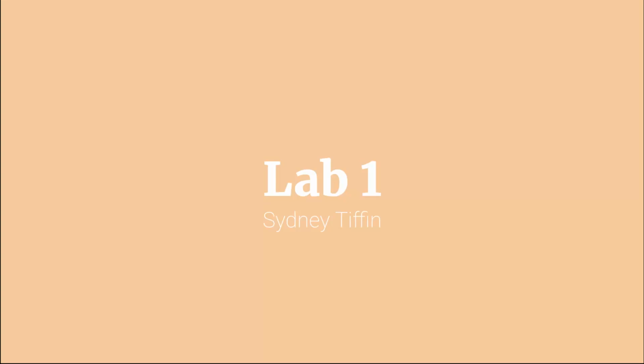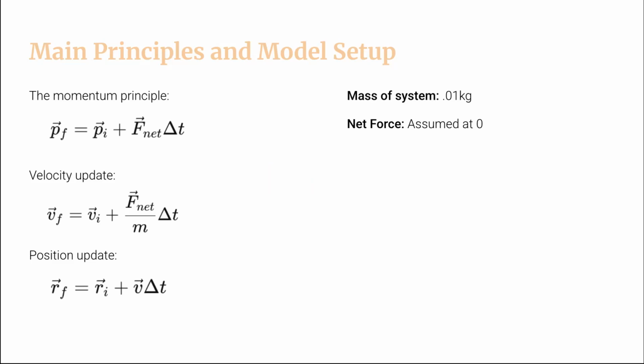of a moving object using the momentum principle in GlowScript with the actual motion I measured in Tracker based off of a video. The goal was to see how well the computational model lined up with real-world data. So the main principles that I used in the model setup was the momentum principle, which was able to give us the velocity update formula as well as the position update formula.